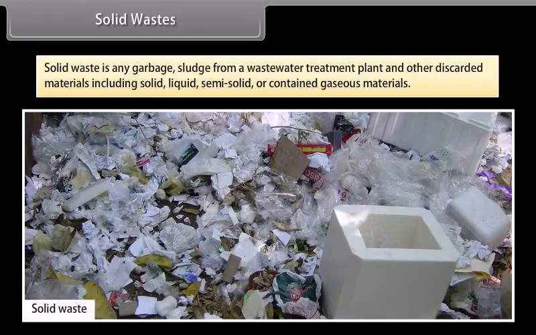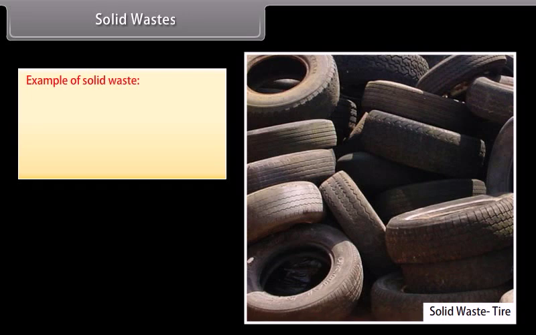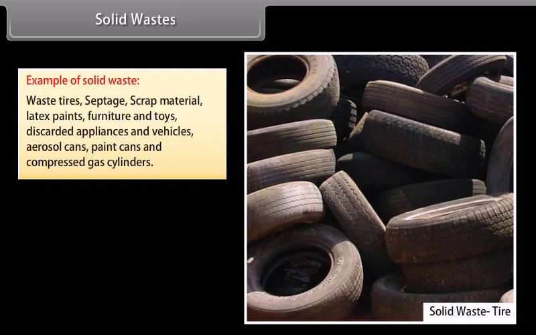Solid wastes. Solid waste is any garbage, sludge from a wastewater treatment plant and other discarded materials including solid, liquid, semi-solid or contained gaseous materials. Example of solid waste. Waste tires, septage, scrap material, latex paints, furniture and toys, discarded appliances and vehicles, aerosol cans, paint cans and compressed gas cylinders.